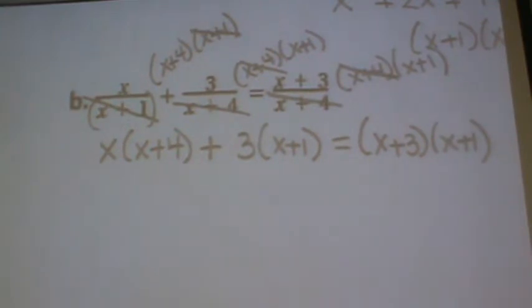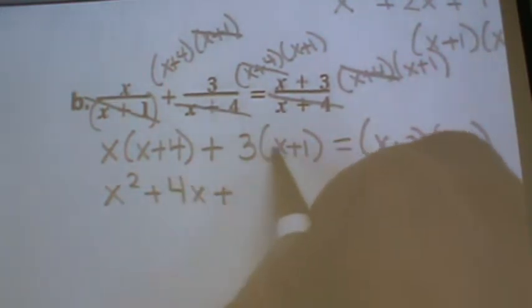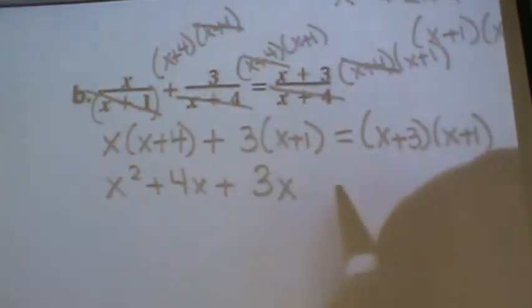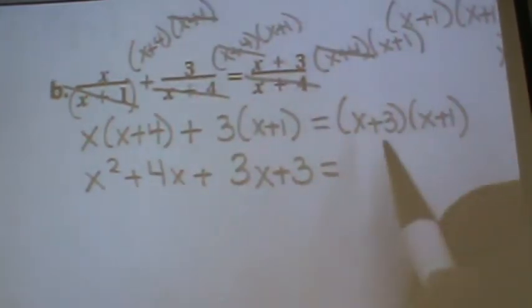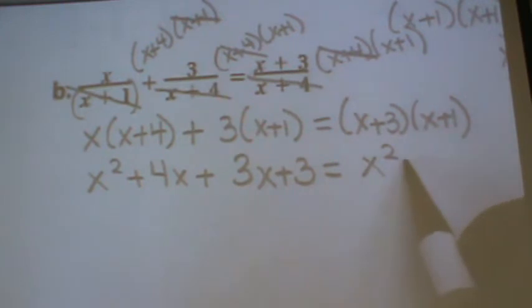Distribute. What do you write here? x squared plus 4x, plus 3x plus 3 equals x squared, 1x and 3 x's, 4x, and then plus 3.